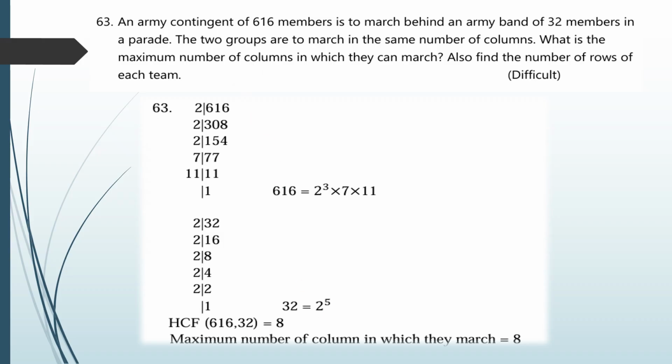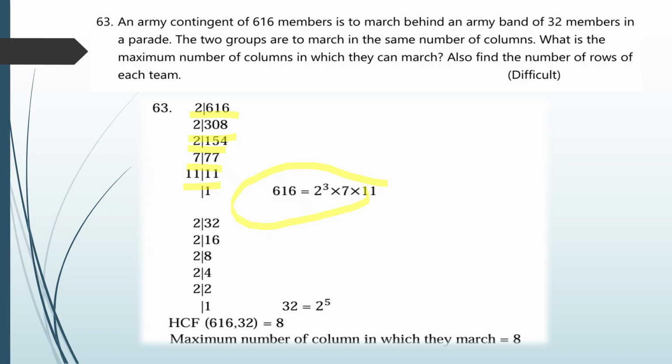So again we have to use the prime factorization method. By using prime factorization method we have to get the factors here. So we have two numbers, that is 616 and 32. Let us consider them as A and B. By using prime factorization method, 616 can be written as 2 cube into 7 into 11.